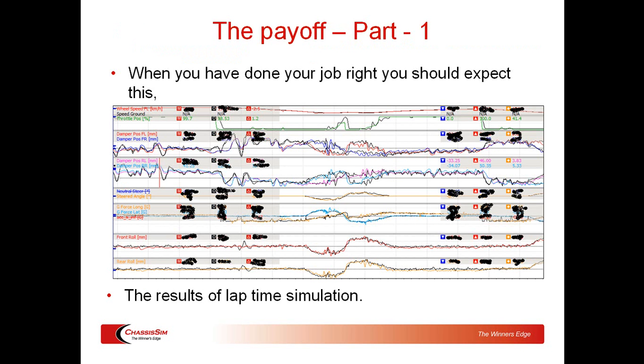And here's the payoff of when you get it right. What you are seeing there, ladies and gentlemen, is actual data compared to simulated data. Actual is colored, simulated is black. We've got speed, throttle, front dampers, rear dampers, steered angle, lateral G, longitudinal G, front and rear roll. This is off a street circuit of a touring car.